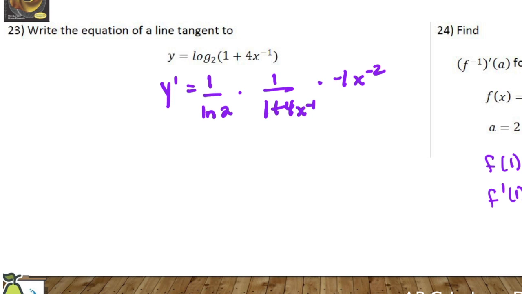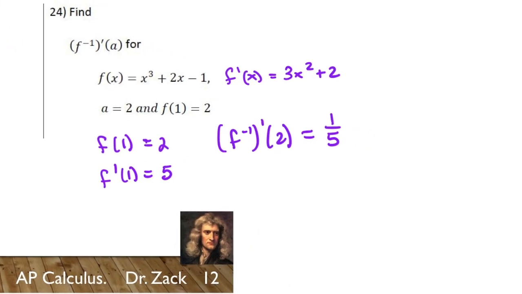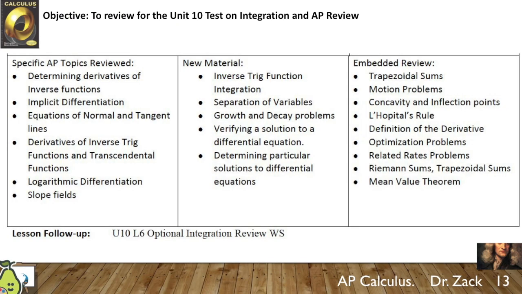Well, look at that. It seems I did not tell you which point to write the equation of your tangent line. I hope you found the derivative of the natural log then. And for question 24, you found the derivative of f prime, and you knew that f at 1 was equal to 2. So f prime at 1 is equal to 5, and therefore f inverse prime at 2 must equal the reciprocal.